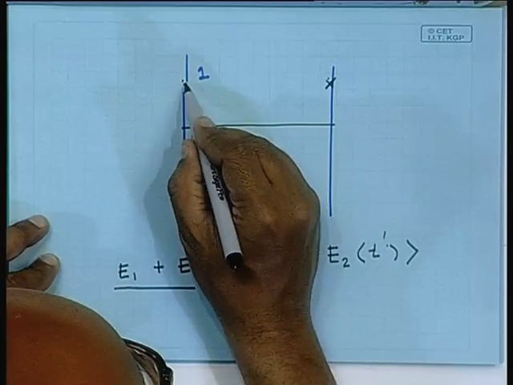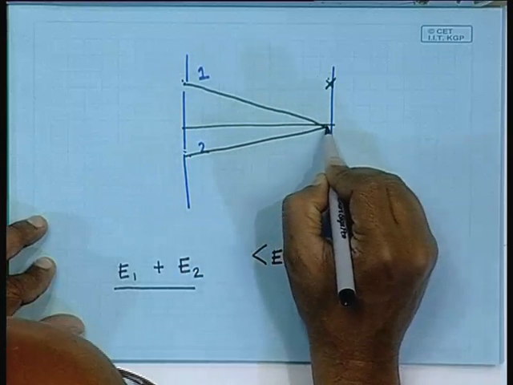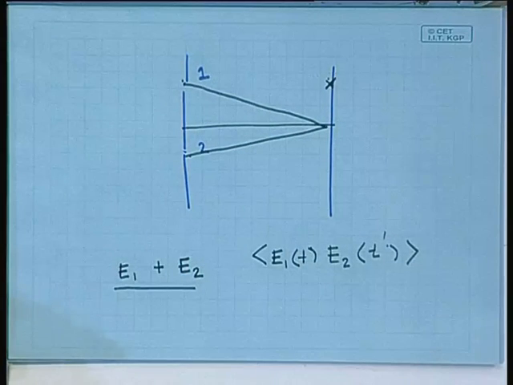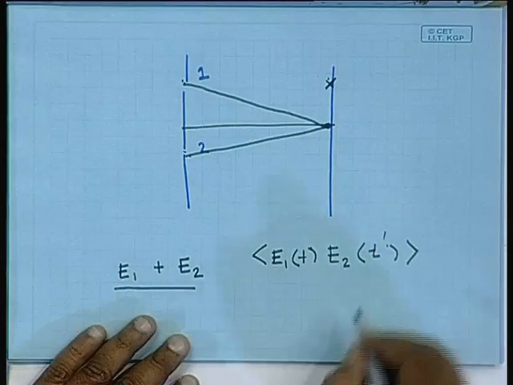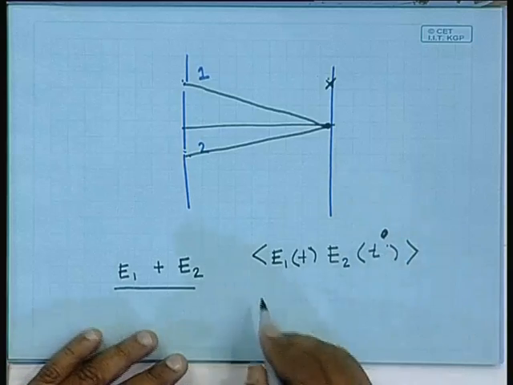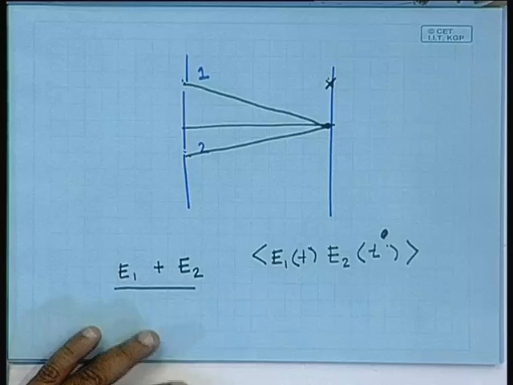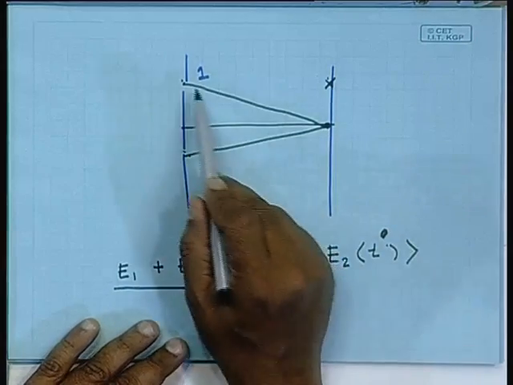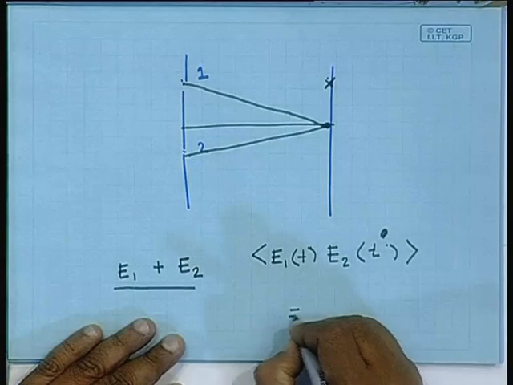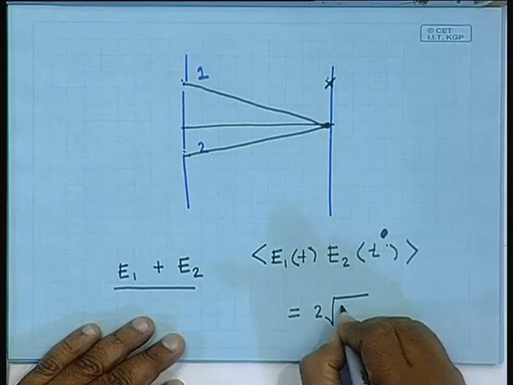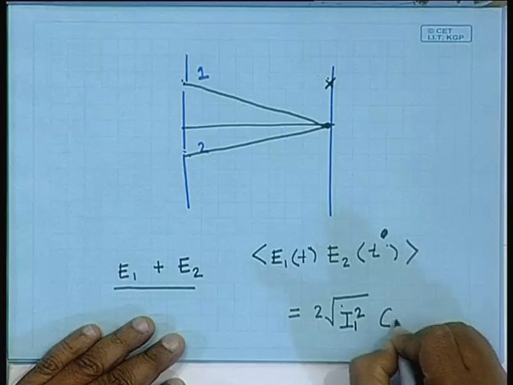Now if you consider the point at the center, the quantity responsible for interference is essentially the time average of E1(t) into E2(t). The phase difference and the path difference at the center is 0. So you can say that this is equal to 2 root of I1 I2, and since I1 and I2 are assumed to be the same, I1 into C12.